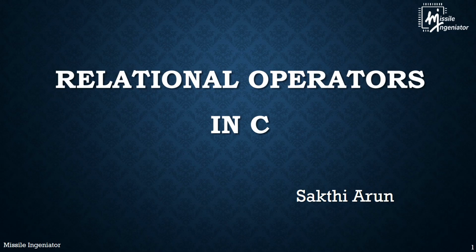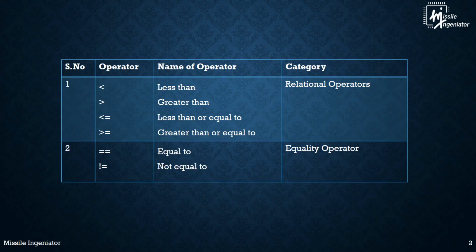In my last lecture, I gave a theoretical explanation and the basic operations of relational operators in C. In this tutorial, I'm going to explain with a simple C program, for better understanding, whatever operators are available in the relational condition. These are the relational operators which we are going to program in C, and then we're going to find the relations of all these operators.